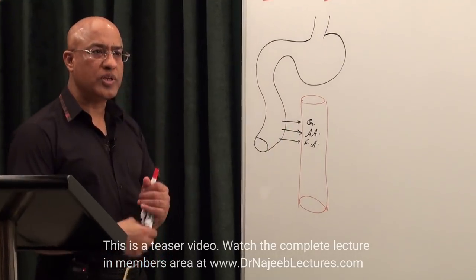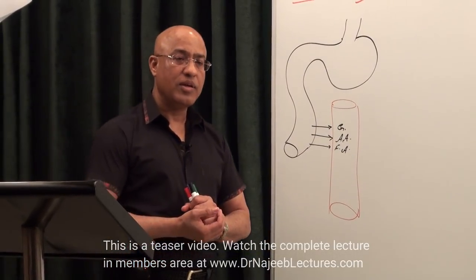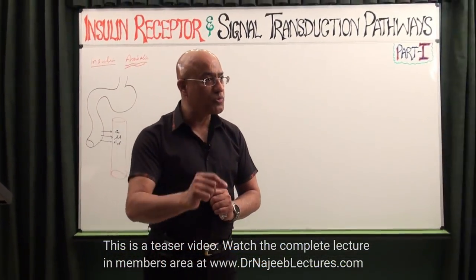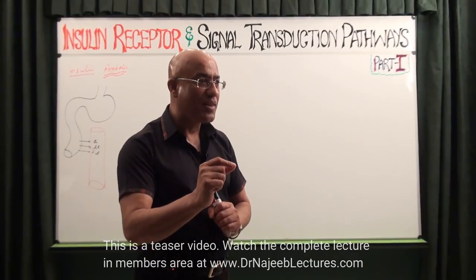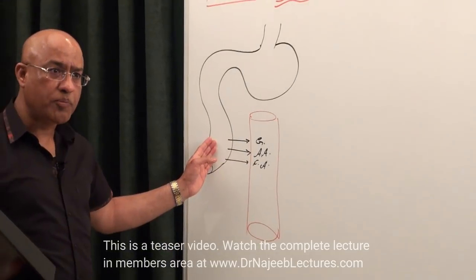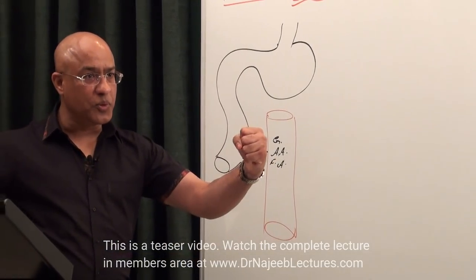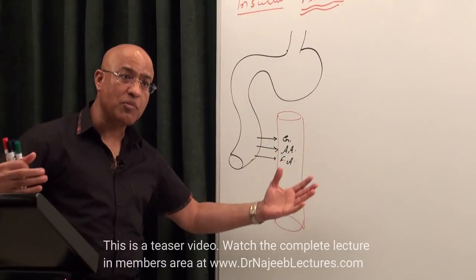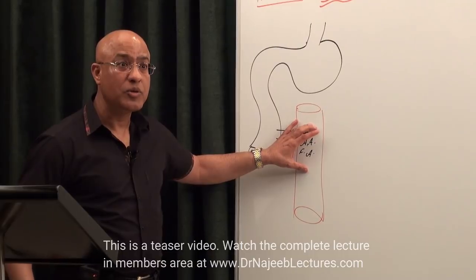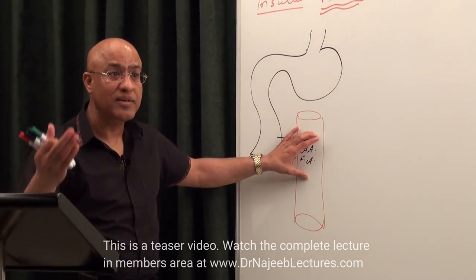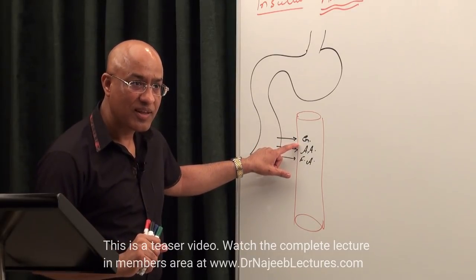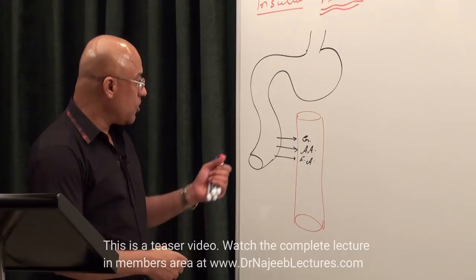Now these nutrients will lead to the release of the most powerful anabolic hormone. Because it's very logical. You are eating, you are bringing in the nutrients, you are rich in fuels. Now you should have some hormone which uses these fuel molecules. You should have some hormone in blood which will use these nutrients, right?